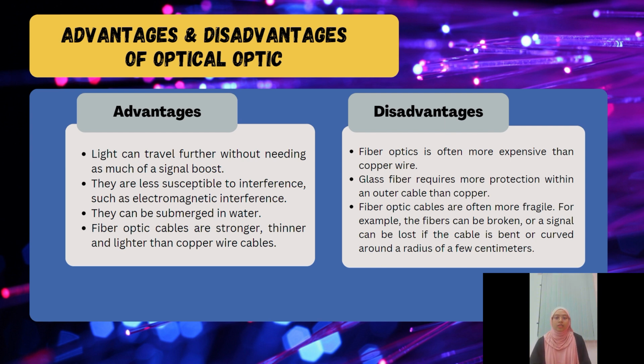However, it is important to note that fiber optic does have disadvantages. Fiber optic is often more expensive than copper wire. Glass fiber requires more protection within an outer cable than copper. Go to the next slide.